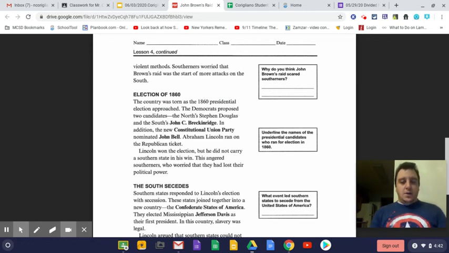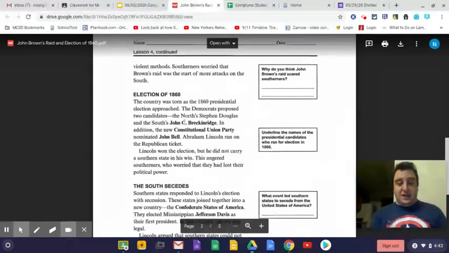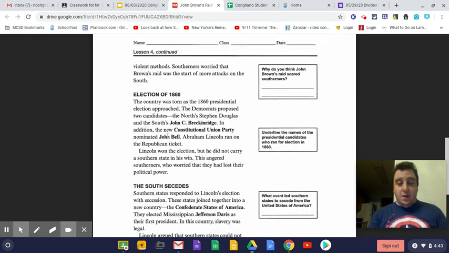Now, there are a couple of candidates, John C. Breckinridge, John Bell, Abraham Lincoln, and also Stephen Douglas, that try to run for the presidency. So underline the names of the presidential candidates who ran for the election in 1860. We've got Stephen Douglas. We've got John C. Breckinridge from the South. We've got the Constitutional Union Party, who nominated John Bell. And we've got Abraham Lincoln.